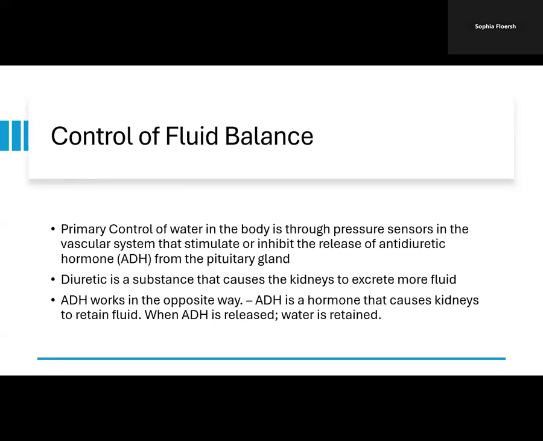Anyway, if something happens to their pituitary gland, and you'll learn about this in MedSurg too, they can have the syndrome that's SIADH, syndrome of inappropriate antidiuretic hormone, where basically they have too much of this antidiuretic hormone. If you think of a diuretic as a substance that causes the kidneys to excrete more fluid, ADH works in the opposite way. So ADH is a hormone that causes kidneys to retain fluid. When ADH is released, water is retained. So that's one of those measures that's used to control fluid balance.